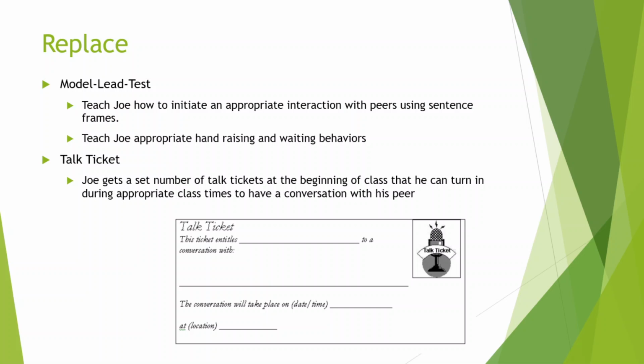Another intervention that is sometimes used in schools is what's called a talk ticket. You can see in the image below what these talk tickets might sometimes look like. You can give Joe a set number of talk tickets at the beginning of class that he can turn in during appropriate class times to have a conversation with his peer. He would also get a limited amount. So once he used up those talk tickets, he wouldn't be given that time to have the peer conversation unless it was during an assigned activity.